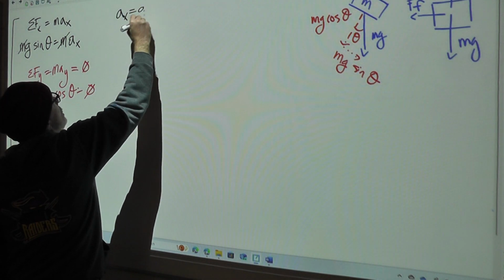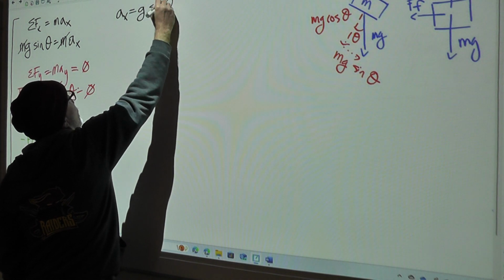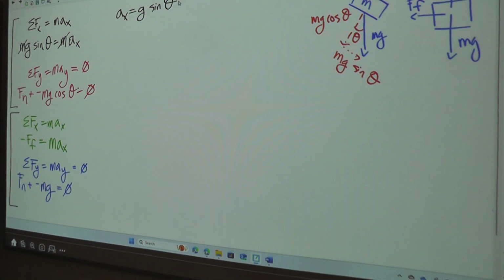It's going to be g times the sine of the angle. While he's on the hill, he's going to be accelerating at a rate that doesn't depend on his mass at all. Any object in a frictionless environment going down a hill will accelerate at the same rate.